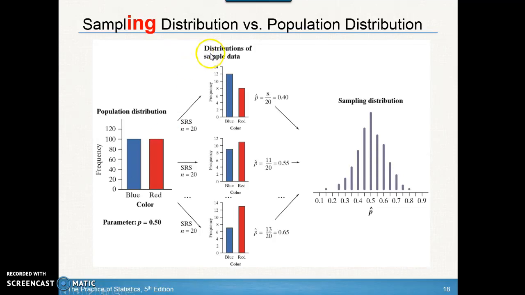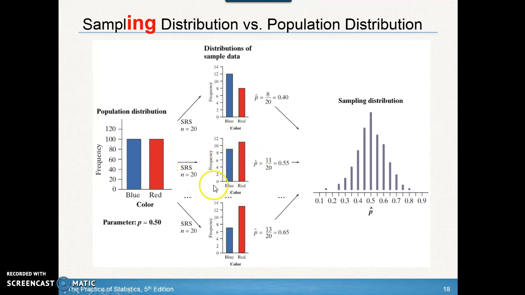All right, now, distributions of a sample data. Let's say we took a sample of 20 chips, and then on my graph from that one sample and that one sample only, I said, what is the frequency of blue versus what is the frequency of red? Then that p hat that I calculate is the proportion of red chips, but that is just for that one sample of 20, and that p hat is 8/20. Okay, then the second one, I do it again. I take another simple random sample of 20.